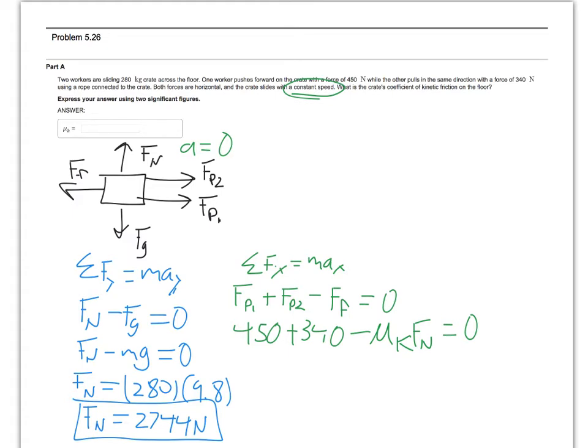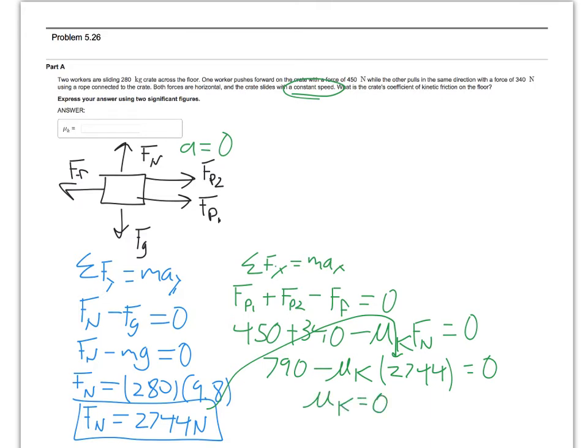So I end up getting here 790 minus mu k times the normal force that I solved for with my may, 2744, equals 0. And when I go ahead and solve for that coefficient of kinetic friction, I get 0.2879. Rounding to 2 sig figs, we get an answer here of 0.29. No units on this one because it's a coefficient of friction.